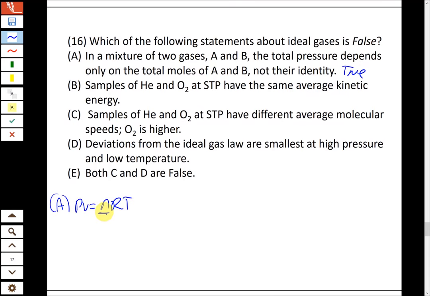So if you have a mixture of gases, kind of like the problem we did two pages ago, if you want to find the total pressure, all that matters is the total amount of gas you have, not what they are, not whether it's a mixture or anything like that. So that one's going to be true.